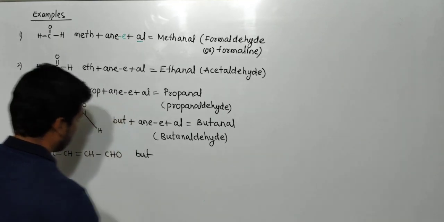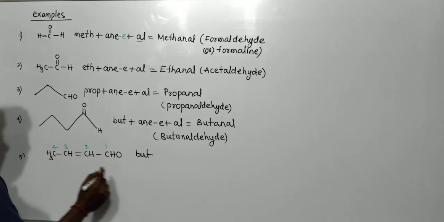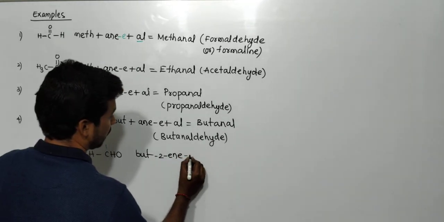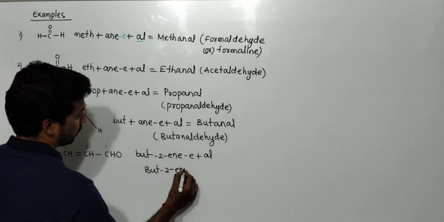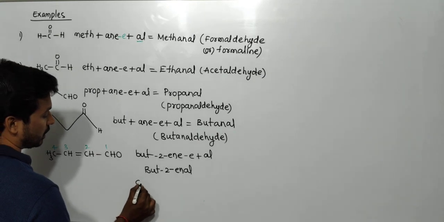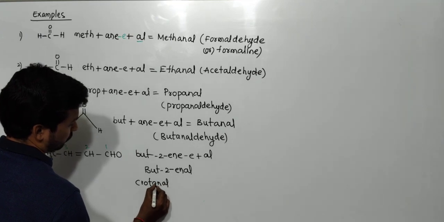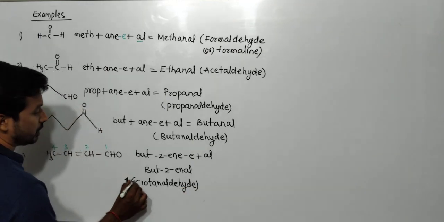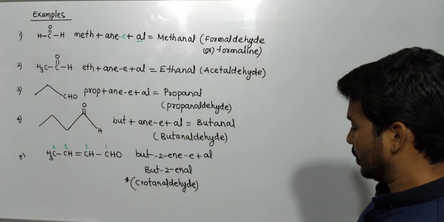So numbering, definitely functional group should get lowest possible number, that is 1 is possible here. On second carbon, double bond, 2 ene, and CHO functional group is present. So remove E and add al. But 2 ene, remove E and add al: but 2 enal. The common name for but 2 enal is crotonaldehyde. Crotonaldehyde is but 2 enal. Common name for but 2 enal is crotonaldehyde. Next.